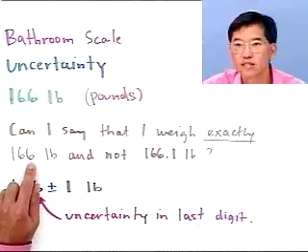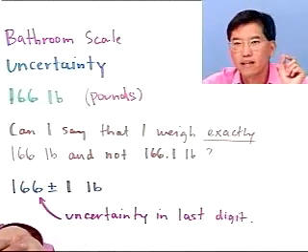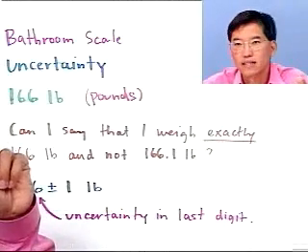I might weigh 166.1, 166.2, 165.7, and the scale is still going to report 166 pounds. So in other words, there's uncertainty in that measurement, and the uncertainty is actually in the last digit. So in other words, 166 really means only that we can say that I'm more than 165 and less than 167.